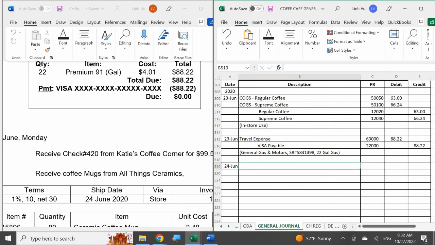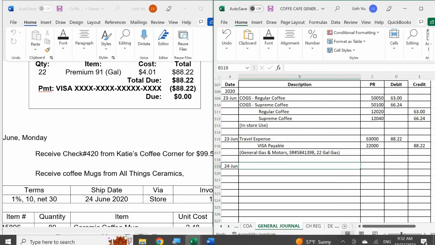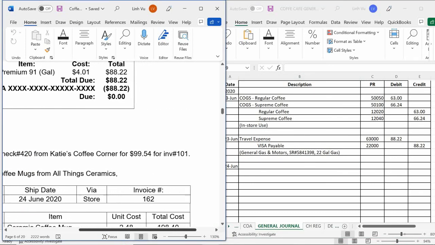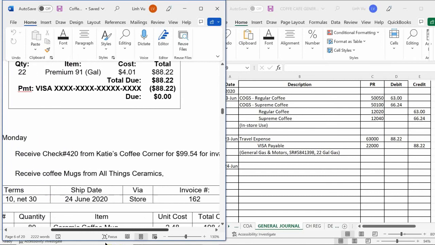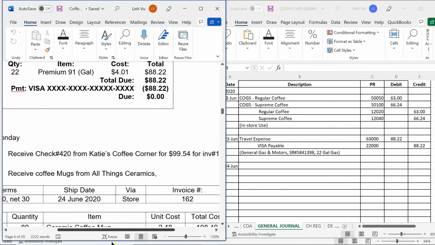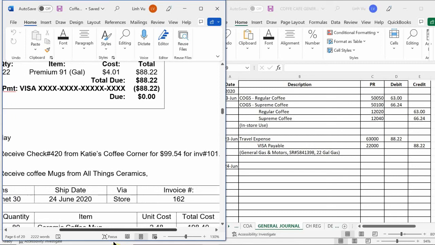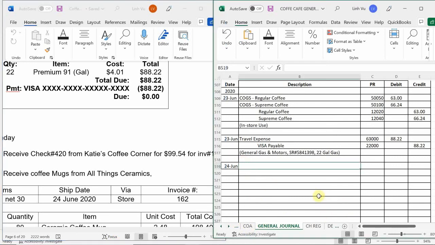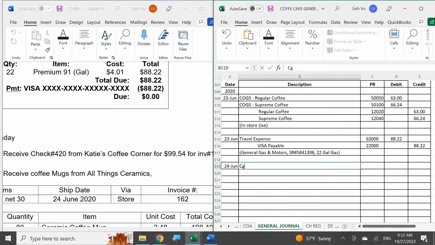So what is she giving us $99.54 for? Oh, and sorry, I cut off. For invoice number 101. So she's making a payment to her invoice. Okay? But we're also going to checking. We're going to go to checking, yes, because it's a check. So we have to deposit that anyway. And what is that ultimately going to do?